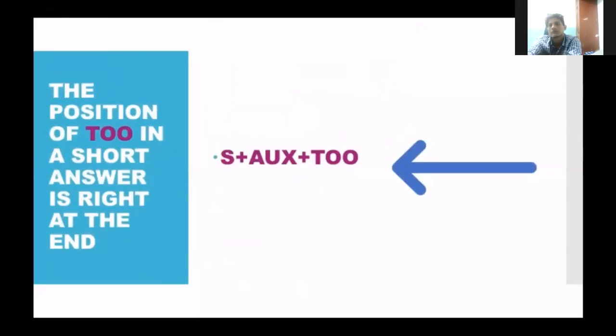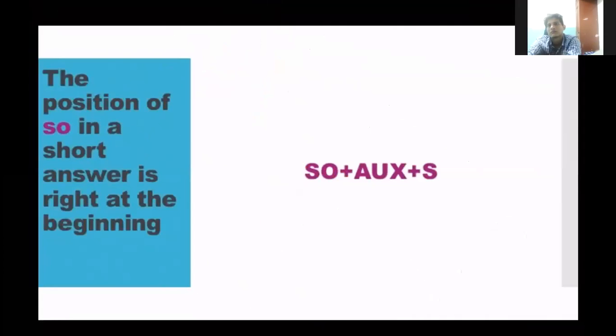The position of too is right at the end. Follow me: subject, auxiliary, too. The position of so is right at the beginning. Follow me again: so, auxiliary plus subject.